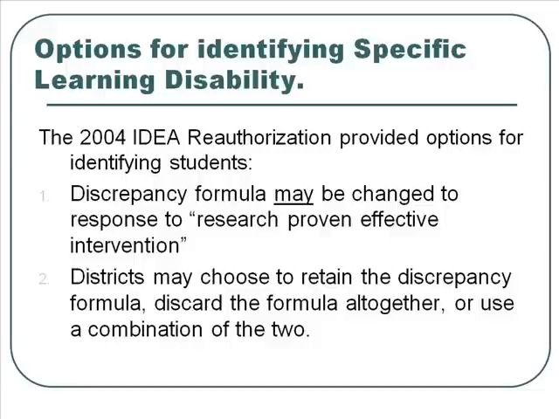In this method, the child fails to achieve a rate of learning to make sufficient progress to meet state-approved results in one or more of the areas identified when assessed with a response to scientific research-based intervention process. Data needs to be collected at least weekly to support this decision. Districts may choose to retain the discrepancy formula, discard the formula altogether, or use a combination of the two.